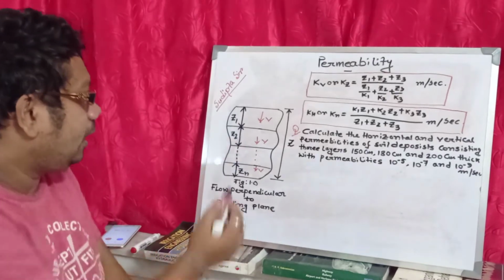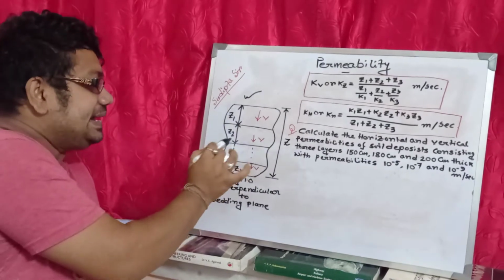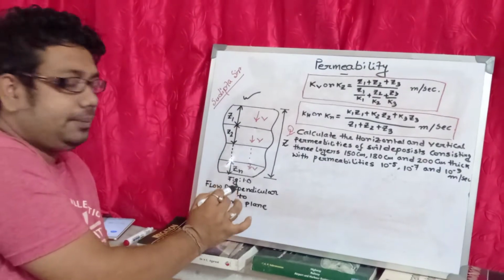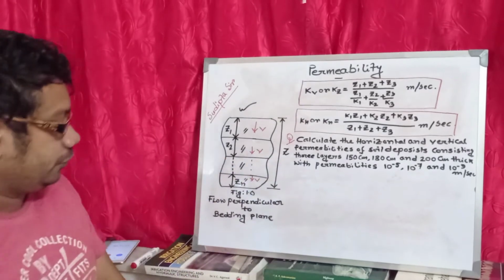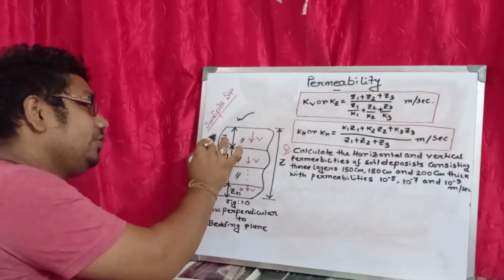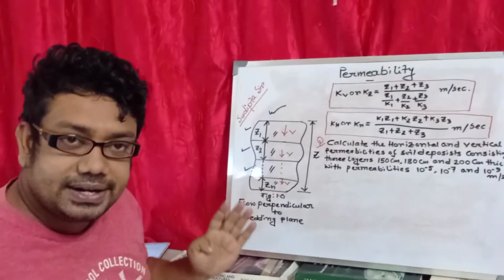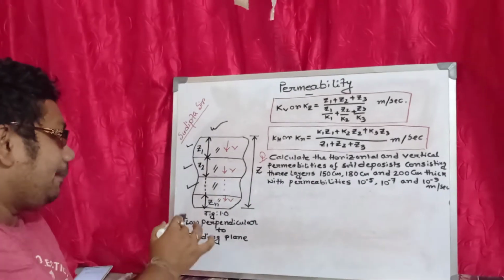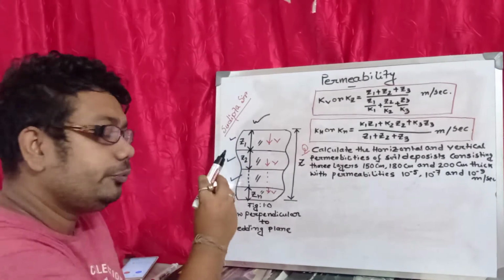Now you can see there is a diagram. What does it mean? Just assume these are the layers of the soil. This is a layer of soil, this is a layer of soil, and there are various thicknesses of these layers. Say for example the first layer Z1, second layer Z2, third layer Z3, fourth, fifth, sixth, up to Zn. That means any number of layers can be incorporated within the soil.